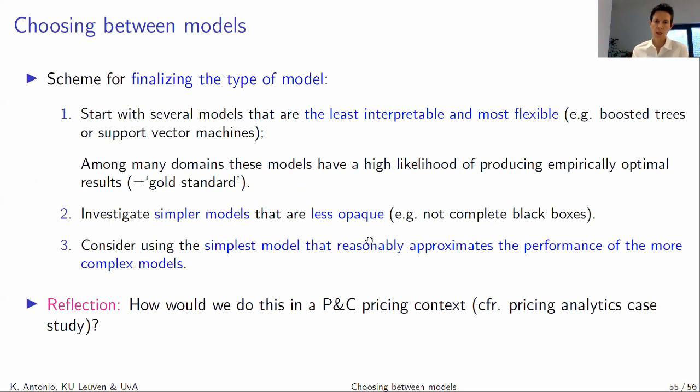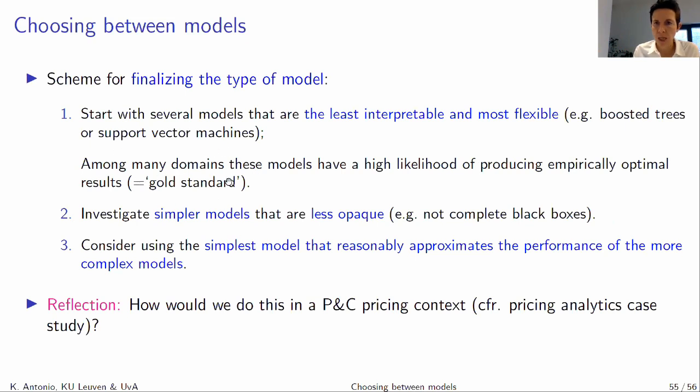What I just want to show here, and it's a bit early in the course perhaps to discuss this, is one way to finalize or to decide upon which model you want to go for. This is a recipe that I took from the book of Kuhn and Johnson, and I think it makes a lot of sense. You can start in general with several models which are least interpretable and most flexible. So you can go for a gradient boosting or a neural network, perhaps.